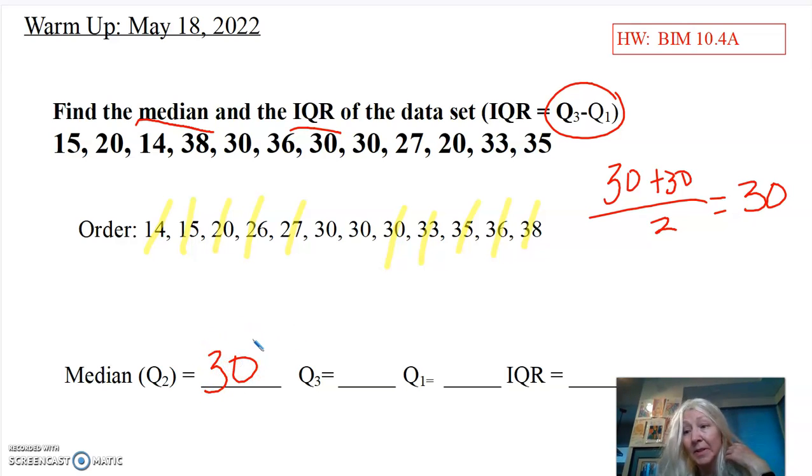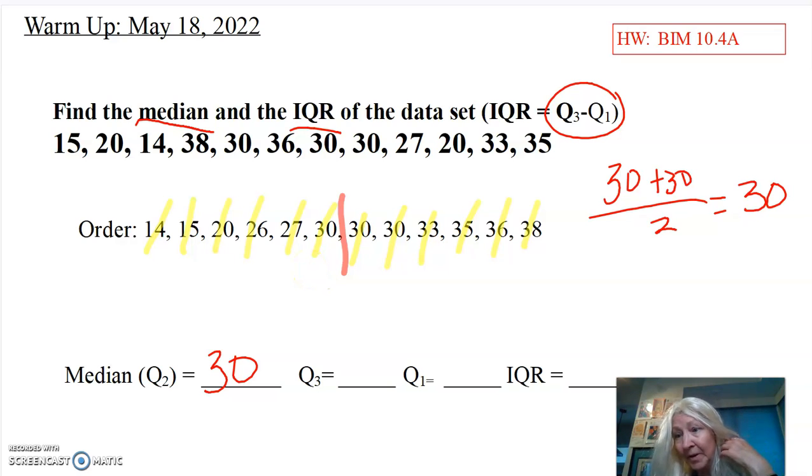Now here's the tricky part, and this is what a lot of people forget to do. I'm going to highlight the 30 and the 30, and I'm crossing those off. There are an even number of numbers in my data set: 1, 2, 3, 4, 5, 6, 1, 2, 3, 4, 5, 6. The middle of the data was right in between the 2 30s, but the 30 on the left and the 30 on the right, I have to use those in my data set to find the middle of the lower half and the middle of the upper half. So Q3 is the middle of the upper, Q1 is the middle of the lower.